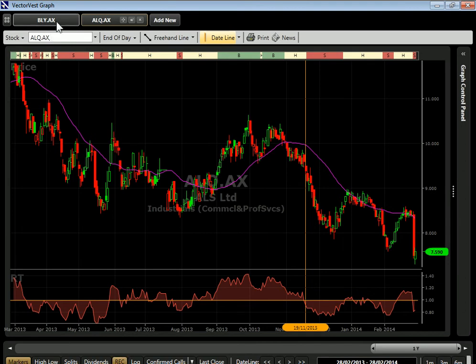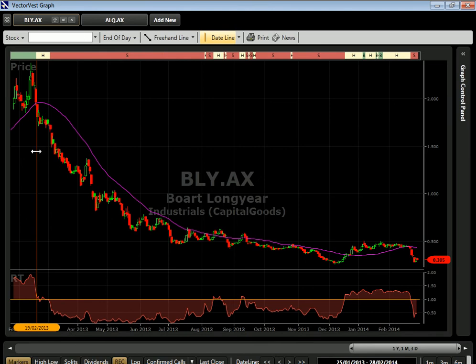If we move back over to BLY, we begin to flirt with crossing below as early as 21st of February 13, with that RT really starting to head south and move below 1 on the 0 to 2 scale. And again, you can see as the stock really was performing horrifically, the RT still stayed well below 1. We received some beautiful sell signals to mitigate a tremendous amount of the loss that we could have incurred in the stock. And of course we can again see that occurring on a recent basis.